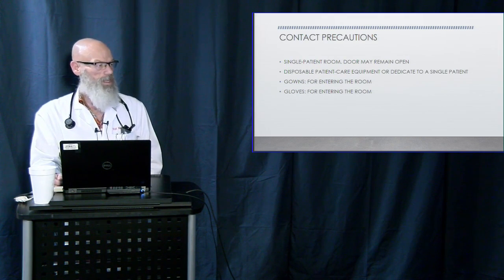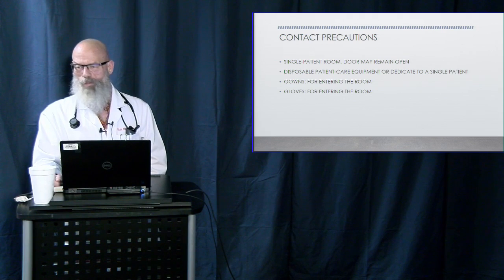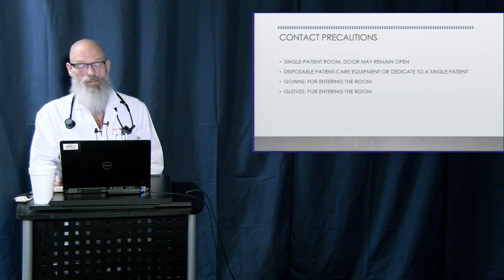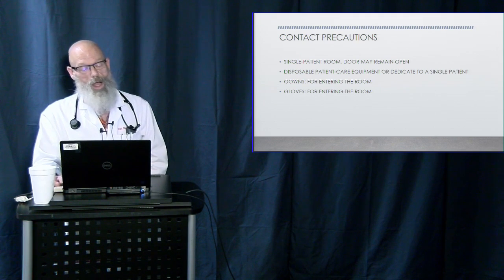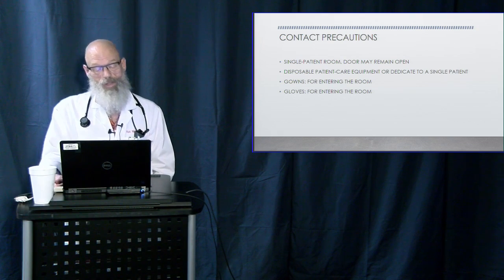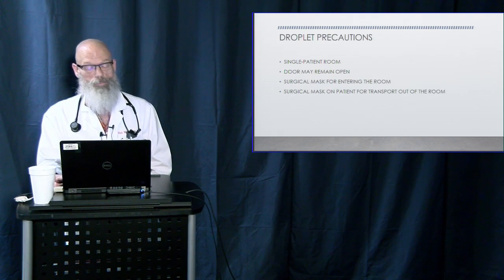Contact precautions. Single patient room. Do we even have rooms now that are not single patient? I don't think we do. I think this specification still exists. The door can stay open. Patient care equipment either needs to be disposable or dedicated to a single patient. Gowns on entering the room and gloves on entering the room.